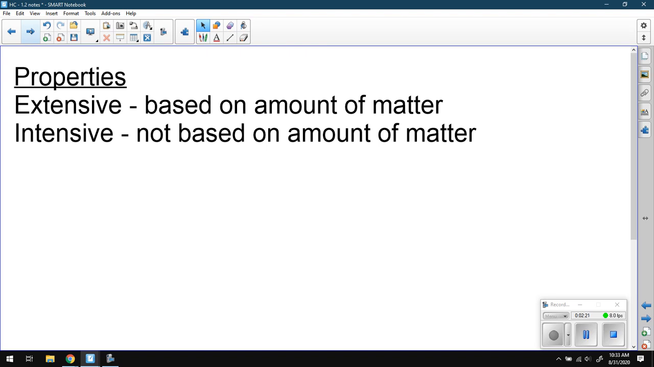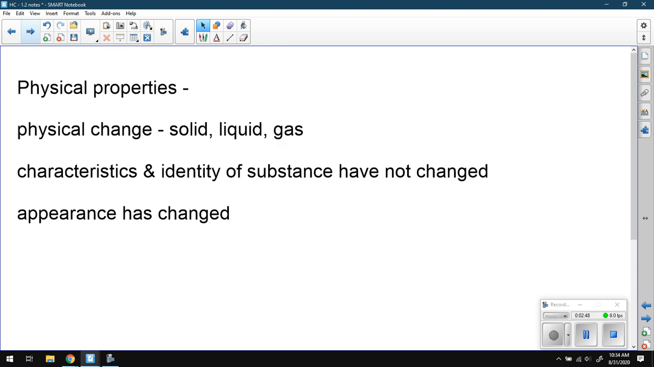Now, for intensive properties, it doesn't matter how much material is present. That could be something as simple as color or texture. In terms of chemistry, we could talk about density. The density of a small piece of iron versus the density of a very large piece of iron. In those cases, for intensive properties it doesn't matter how much we have, because those properties and characteristics are going to be exactly the same.